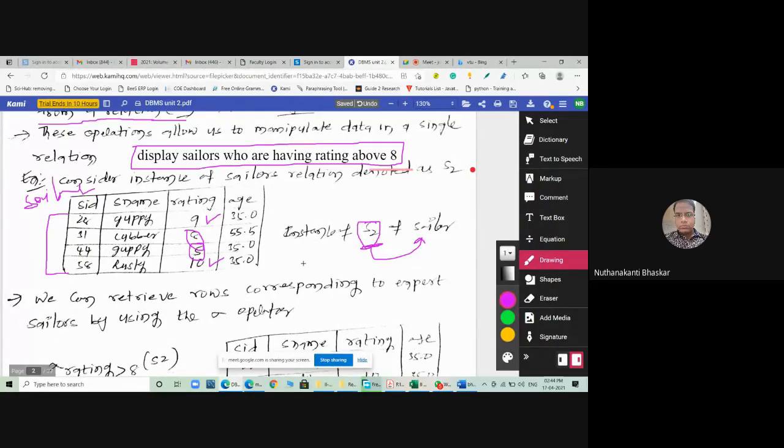Means I have to select only above 70 students. Yes or no? Yes, sir. Yeah, the question is the same. Display the sailors who are having rating above 8.